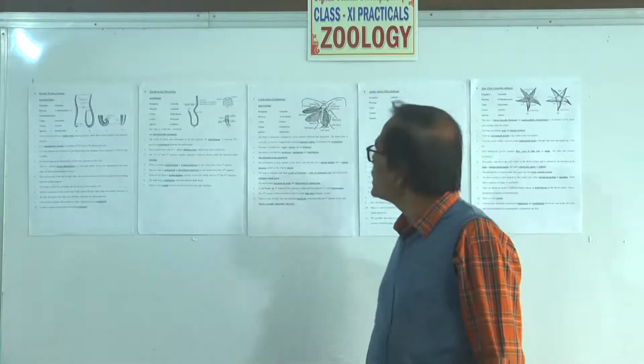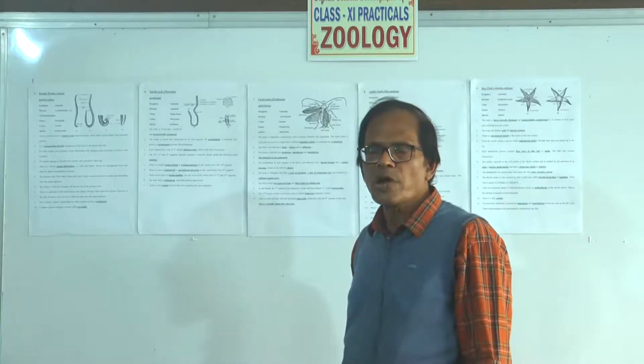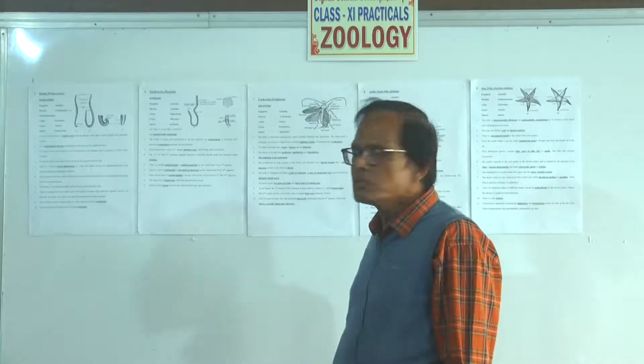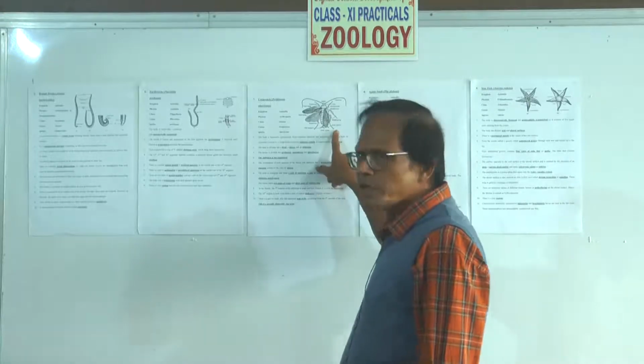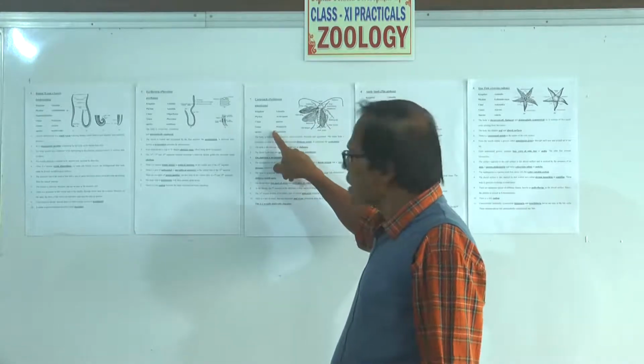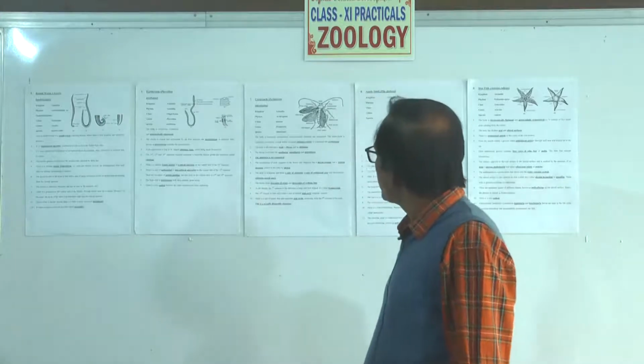The next animal in the ascending order is cockroach. Its scientific name is Periplaneta americana. This is the diagrammatic presentation of cockroach. Classification. As usual, the kingdom is Animalia.